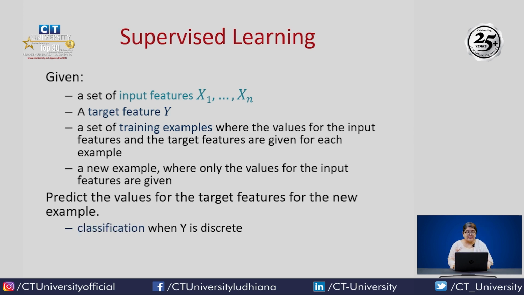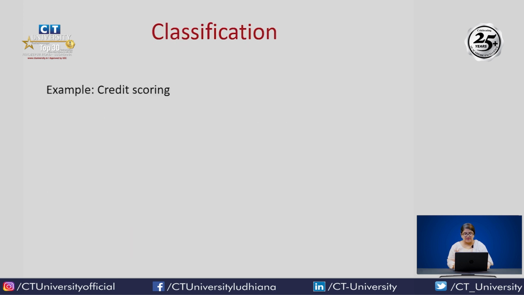Classification is an example of supervised learning where we have different classes and the value of y remains discrete. This is the very important thing: where we need to use classification and where we need to use regression. If the target value is discrete, we will use classification. But if your target value is not discrete, say it is a fraction, then we will use regression. Then we come to classification, credit scoring.